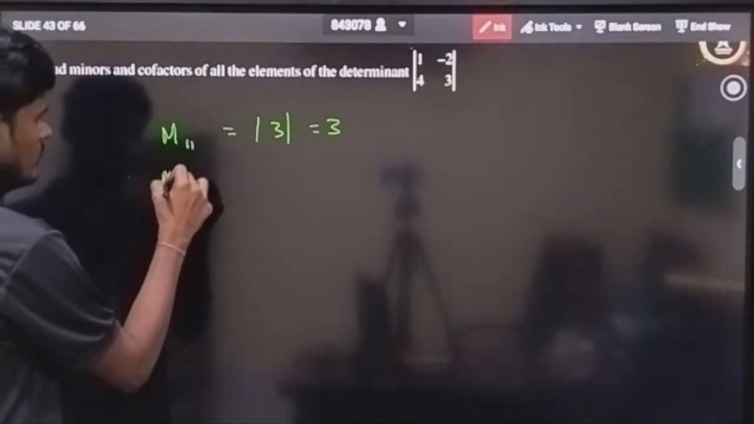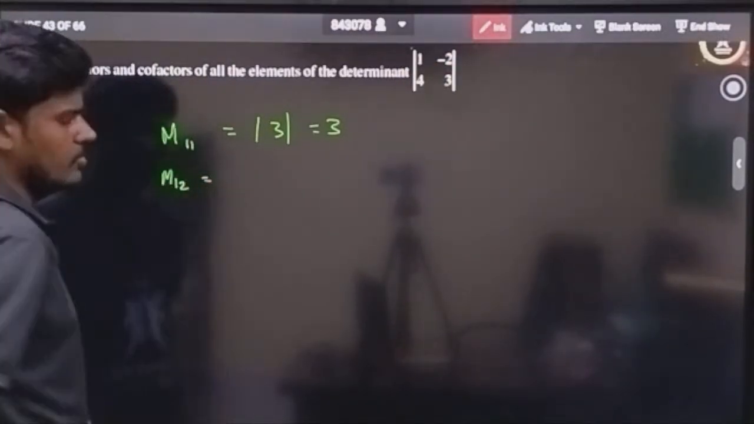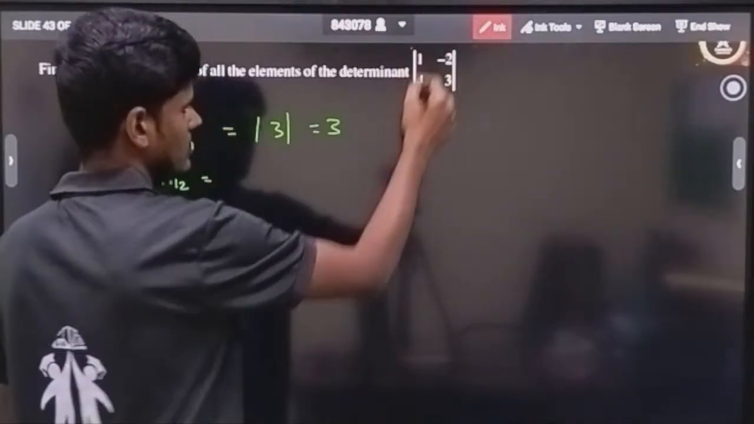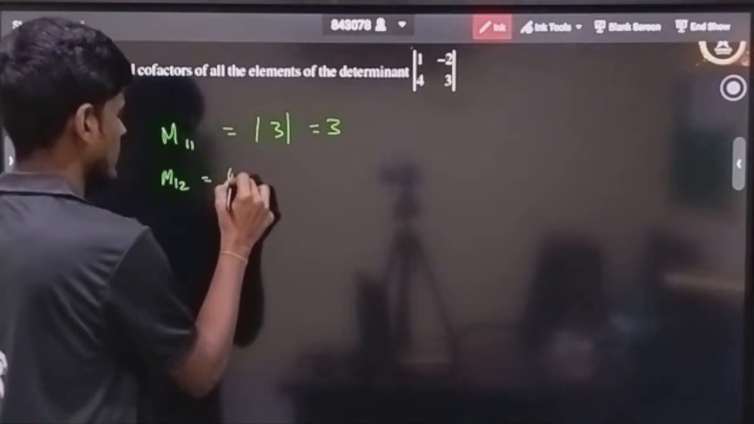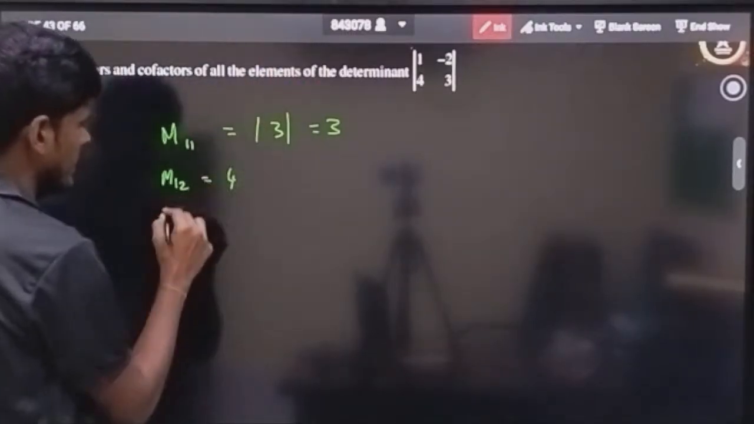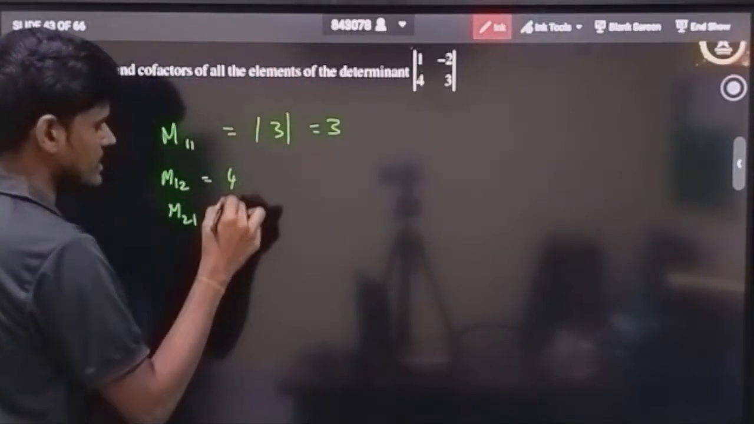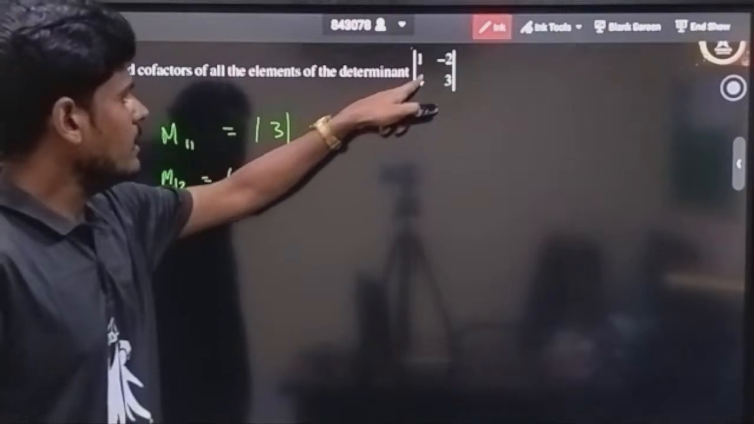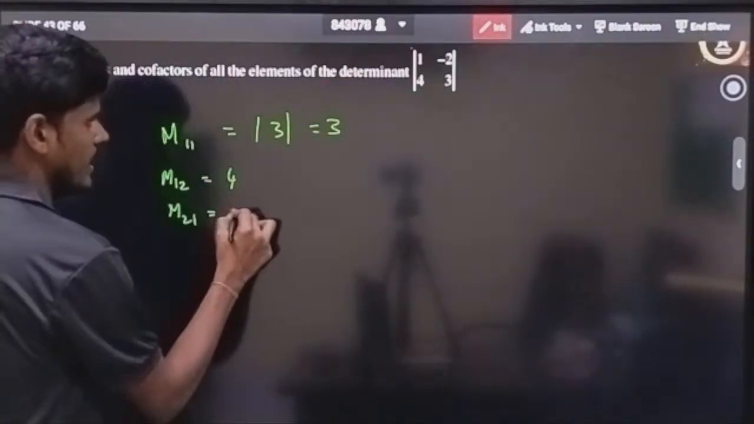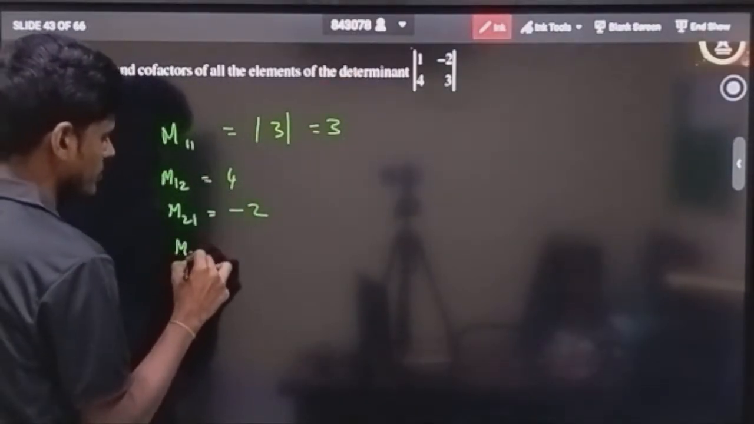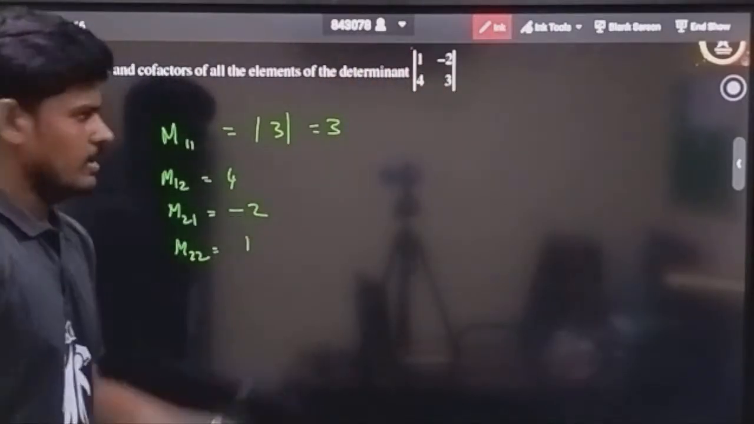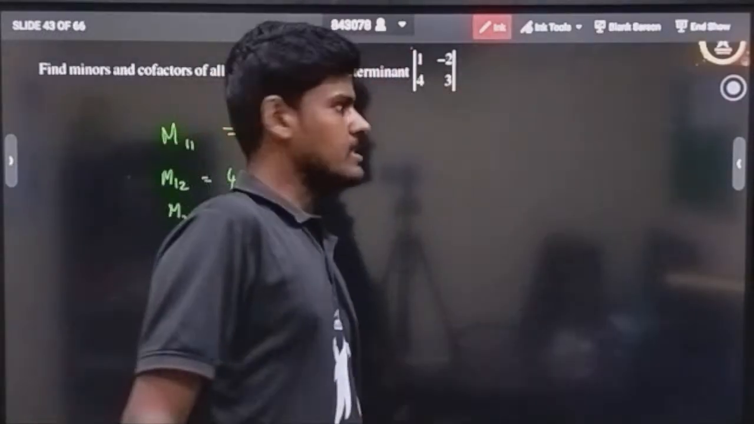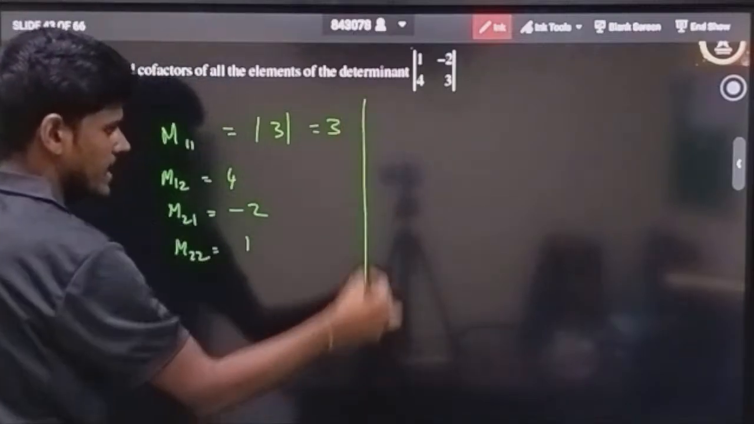What is M12? M12 is first row, second column. Leave this row and column, the remaining will be 4. Similarly, M21, can you answer directly, students? M21 will be opposite to 4, that is minus 2. M22 will be 1. M23, these elements do not exist. So these are the minor values.